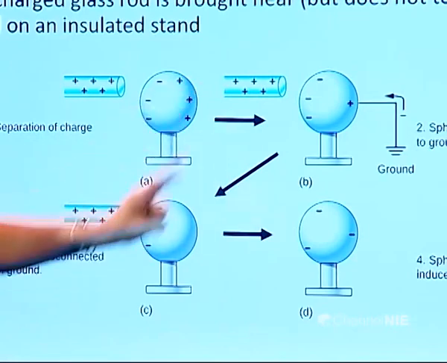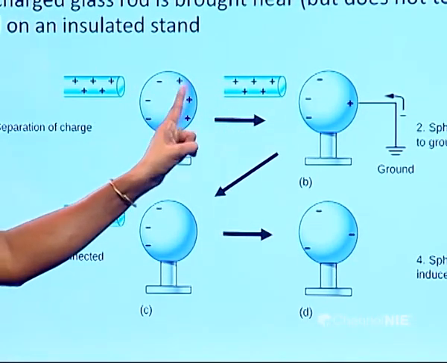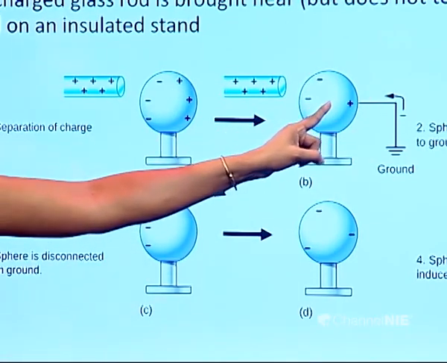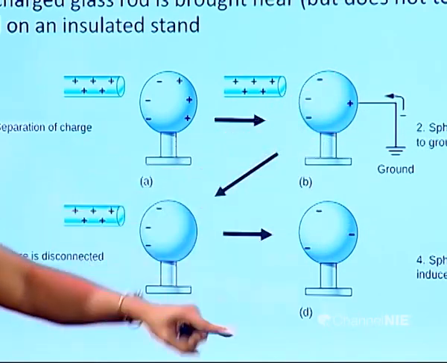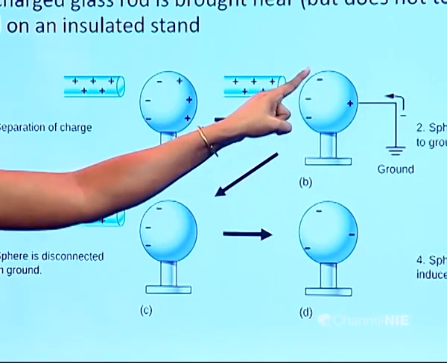When you touch it and earth it, what happened? These positive charges will further try to repel from it. So as a result, the positive charges will flow into the ground. In other words, negatives will neutralize it. So in the presence of the positive charges, negative charges will be stored.